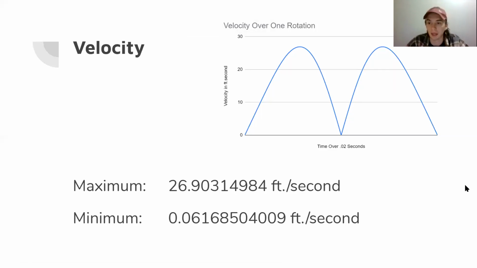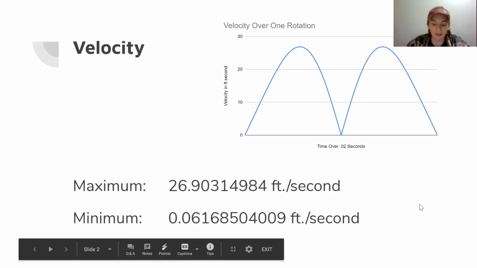constant 60 miles per hour, which results in the crankshaft rotating at a constant rate of 3,000 rotations per minute. If the radius of the crankshaft is 1 inch and the length of the connecting rods are 4 inches, the piston's maximum velocity would be 26.90314984 feet per second, and the minimum velocity of the piston would be 0.06168504009 feet per second.